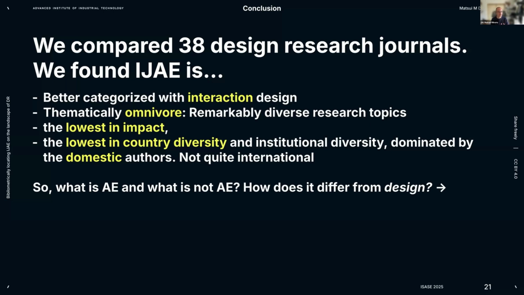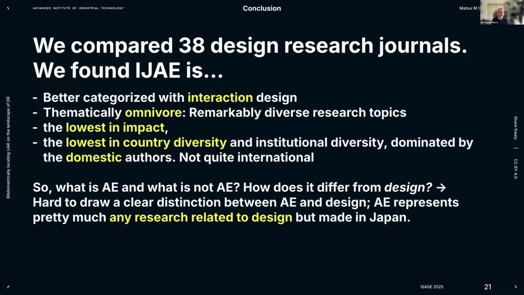My first attempt was to understand AE in a bibliometric way. I wanted to see how affective engineering is different from design research in general. Why is affective engineering using another term, which is not really famous, and not using design as a whole? So how does it differ from design? That was my research question. And it was really hard to draw a clear distinction between AE and design. At least from my research, AE just represents pretty much any research related to design, but made in Japan.